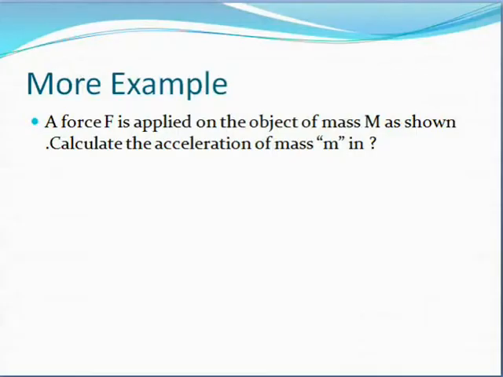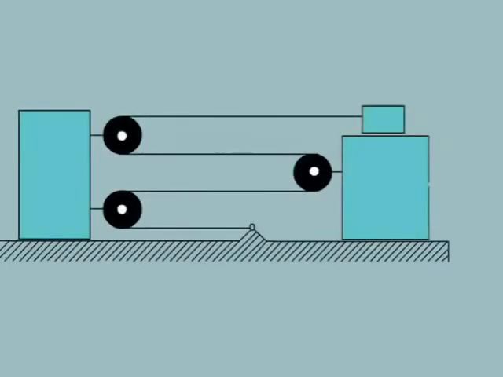Now let's see one more solved example. In this example, a force F is applied on the object of mass M as shown in the figure. We'll see the figure in a few moments, and we need to calculate the acceleration of mass small m. Now let's see the figure. So in this figure, a force F has been applied to the block of mass capital M, and we need to find out the acceleration of the block of mass small m.